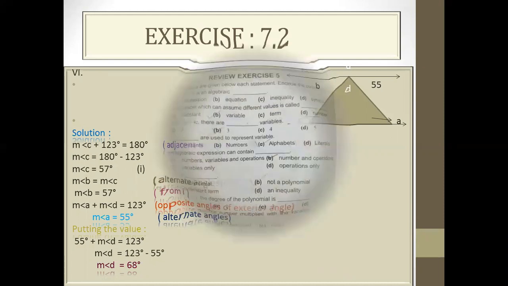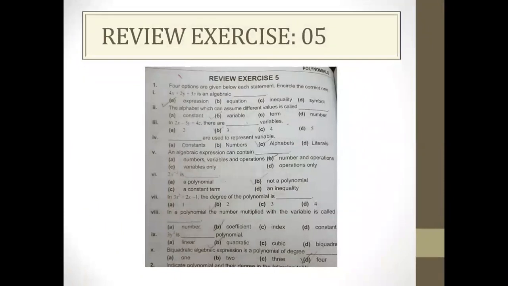Okay, students, we finished 7.2, and in the 7th chapter only 7.1 and 7.2 are included. Now come to the objective of chapter 5, because we have done an objective of chapter 1 in the previous exercise 7.1.